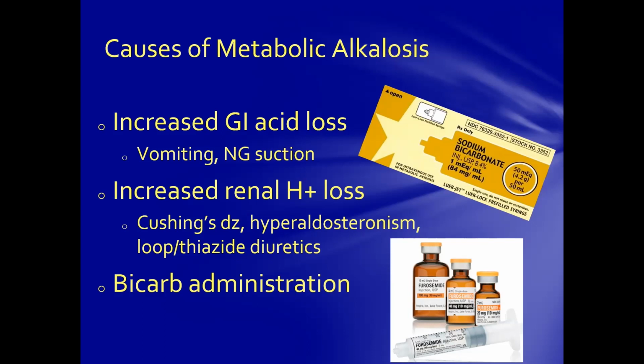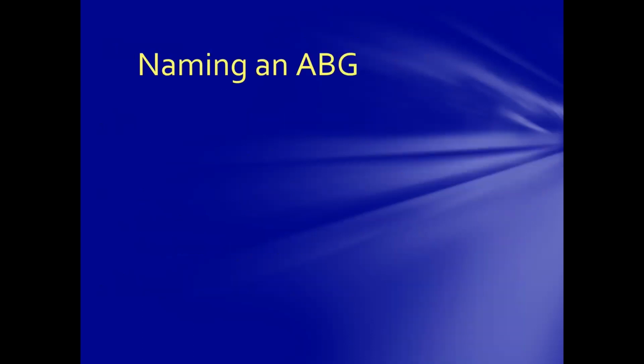You can also have an increased renal hydrogen ion loss. This is generally seen in Cushing's disease, hyperaldosteronism, loop or thiazide diuretic use. You can also have excess bicarb administration. This is generally seen when there's an increase in either bicarb drip or bicarb pushes in an effort to correct your pH. So let's talk about naming an arterial blood gas.